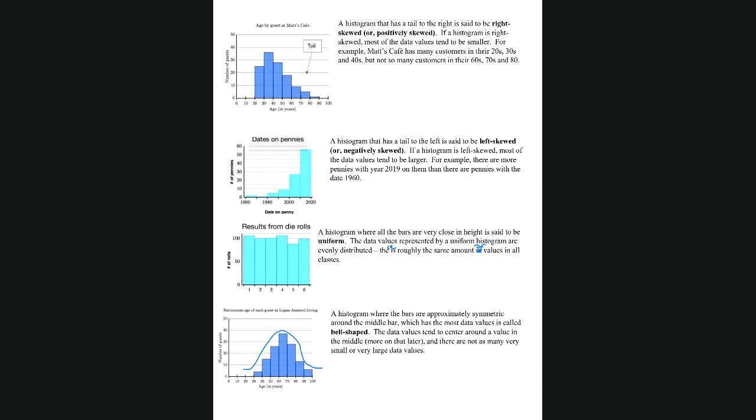So age, this is the retirement age of each guest at Logan Assisted Living. All right, so these are people at an assisted living. There are not many people in their 30s or 40s that are living at Logan Assisted Living. There are not many people in their 90s. There are lots of people in their 60s and 70s. So then you might ask the question, why would there not be many people in their 30s and 40s living there?